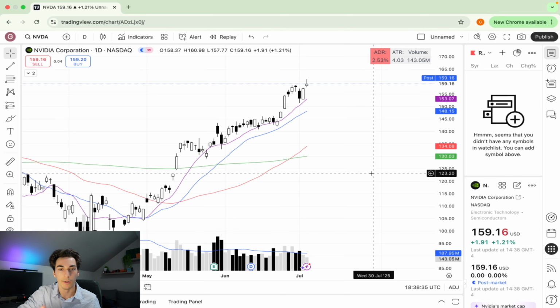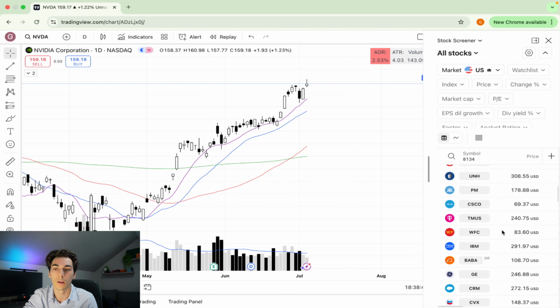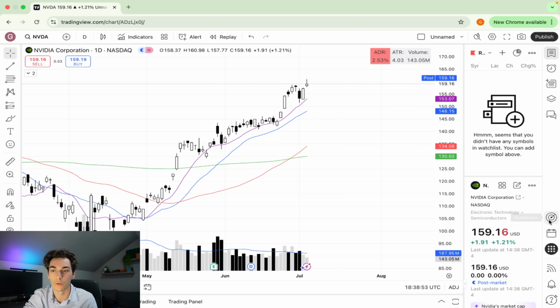So let's jump in. Alright guys, so this is a completely new TradingView account. As you can see, we have no watch list on the right. We don't have any screener either, because there's 8,100 something stocks that we can look through right here in the screener section of TradingView.